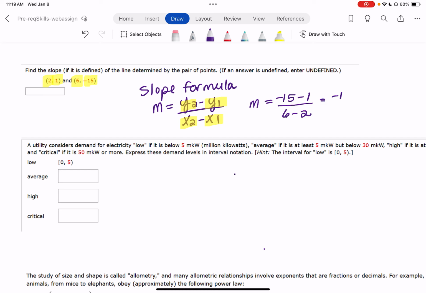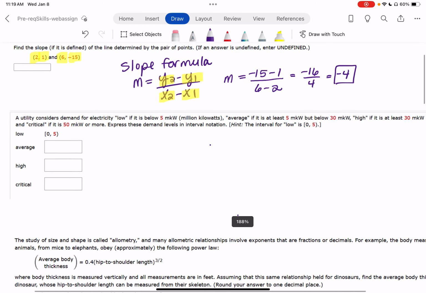And then just simplify. I'm sure you've seen this many times. And your slope is -4. We actually will use slope quite a bit this semester, so it's just good to review that.